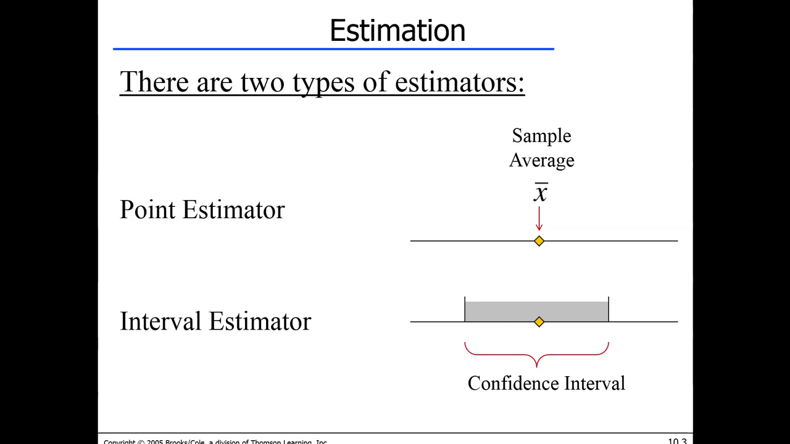The next best thing is to come up with a range and say, well, I don't know the exact value of mu, and I never will, but I am X% confident that it's somewhere between the lower limit right here and the upper limit. So in this chapter we're going to discuss how we can construct interval estimators for the population mean.